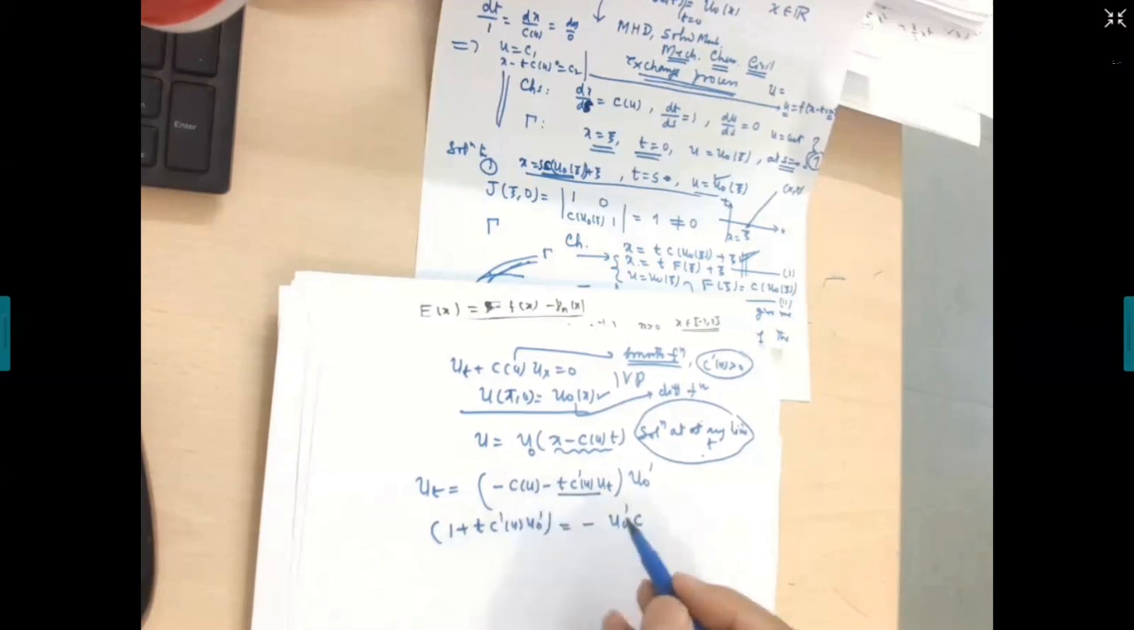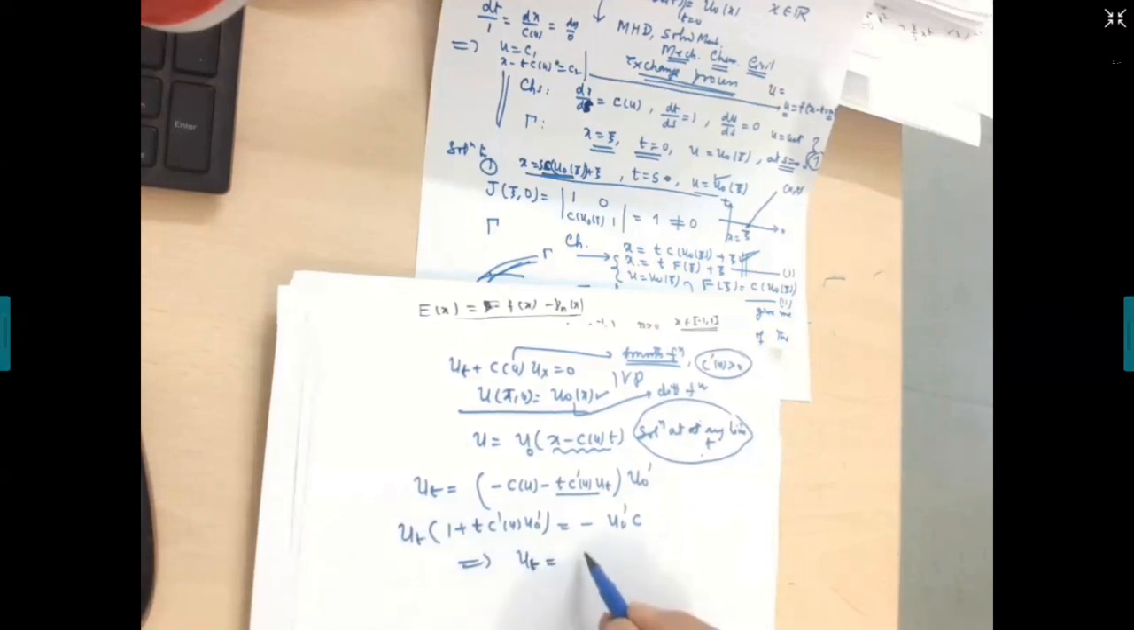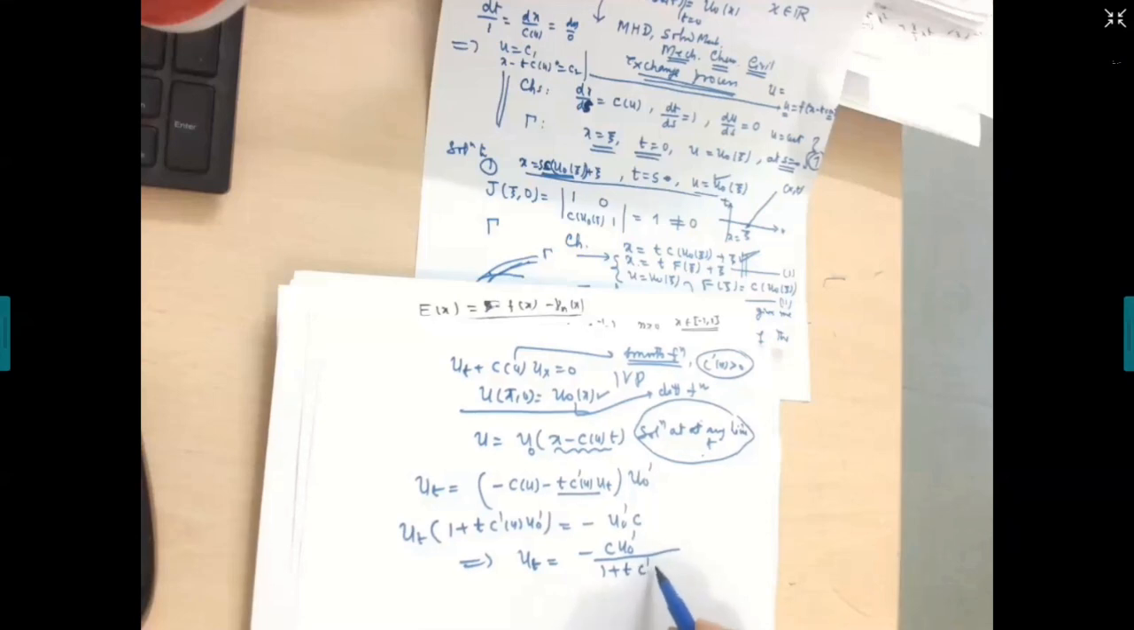Understood that C is a function of u, I need not write it every time. This is multiplied by ut. So from here I get ut is equal to minus C u naught dash divided by 1 plus t C dash. It is clear that C dash means dC/du into u naught dash.